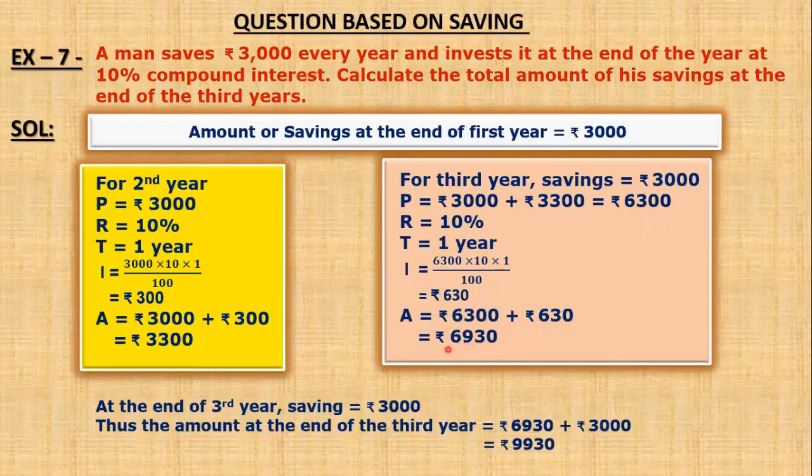which will give rupees 6,930. So at the end of the third year, the saving is rupees 3,000, which he will invest again along with this amount. So at the end of the third year, the amount will become rupees 6,930 plus his saving for the third year, that is rupees 3,000. So the total amount will be rupees 9,930.